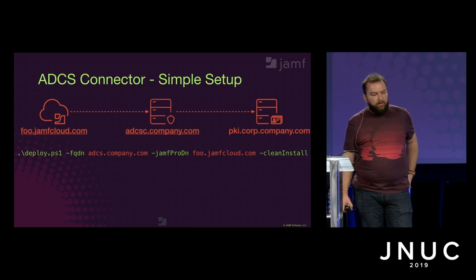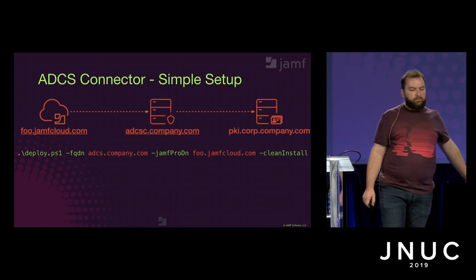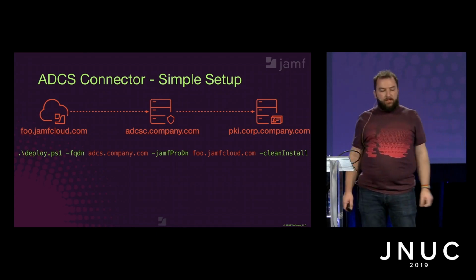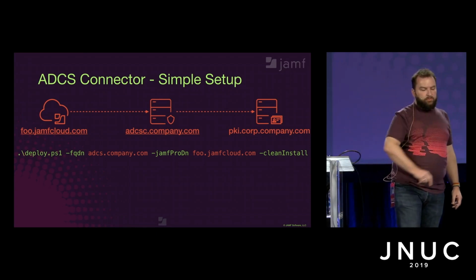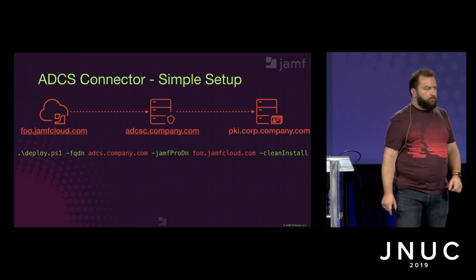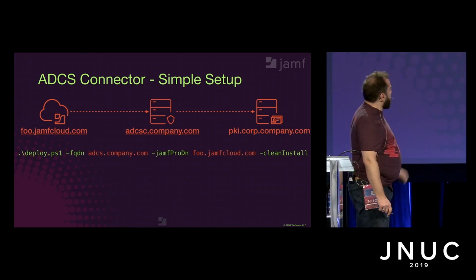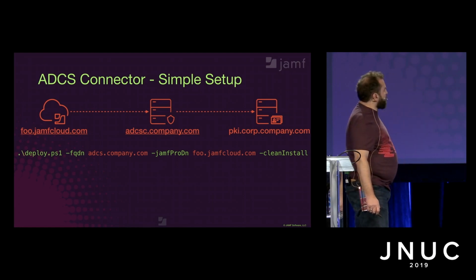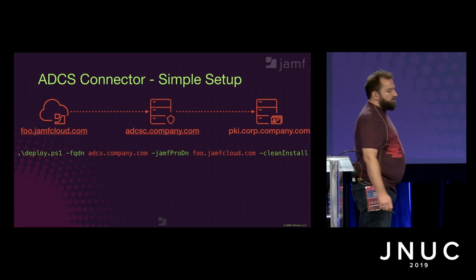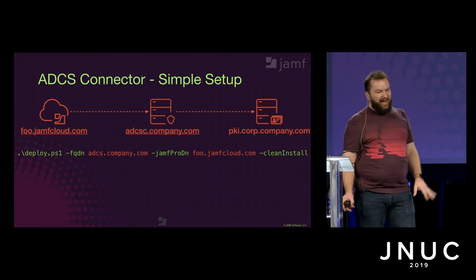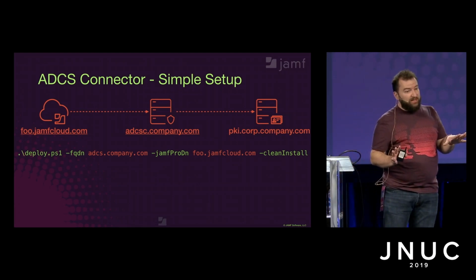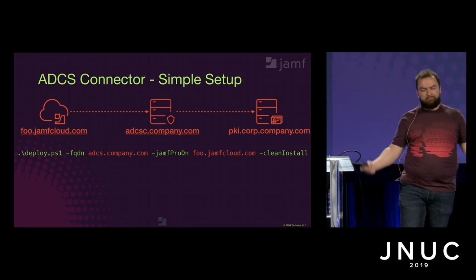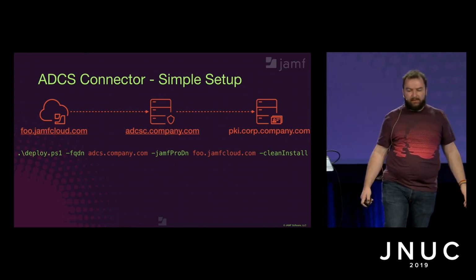And we're going to use the command line we see here, the deploy.ps1 with the dash FQDN, which is now the, oh, I made a typo, my bad. It should be ADCSC.company.com. So it's going to be using the name of the connector server, and the dash jamfprodn food@jamfcloud.com, which is the address of our Jamf Cloud server. That one, you could use whatever you want, technically. And the dash clean install, you can use it or not, it doesn't really matter.